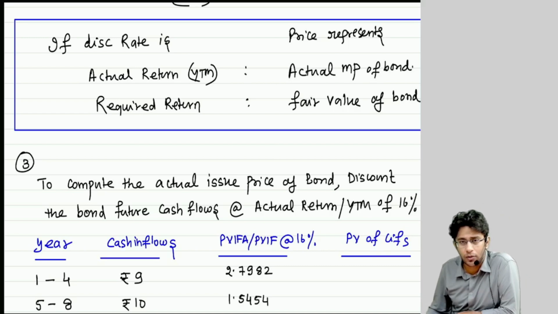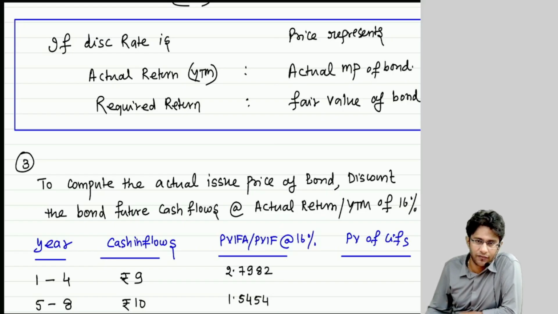If you want the actual price of the bond, then your discounting rate should be what? Yield to maturity. Take the IRR and discount with it. If you discount it with IRR, automatically the actual market price will come to you. Clear, sir?